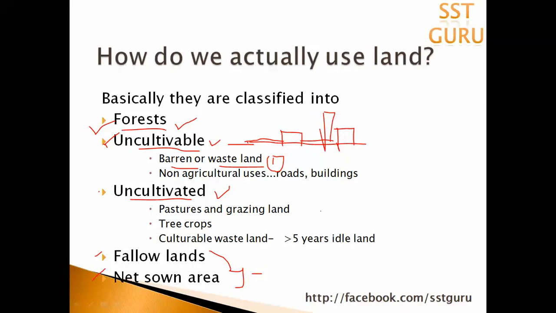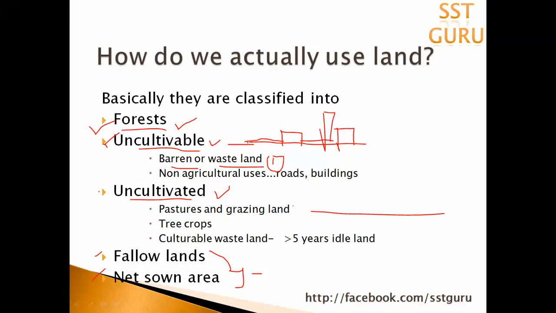And now coming on to the next classification, that is uncultivated land. So uncultivated land is land which is good and you can grow crops there, but you could not, or you are not growing your crop there. Why are you not growing your crop there? Because you may not have enough money to grow your crop there. Okay, that may be a simple reason, or you do not have enough water resources to irrigate your crop. So uncultivated land is divided into three.